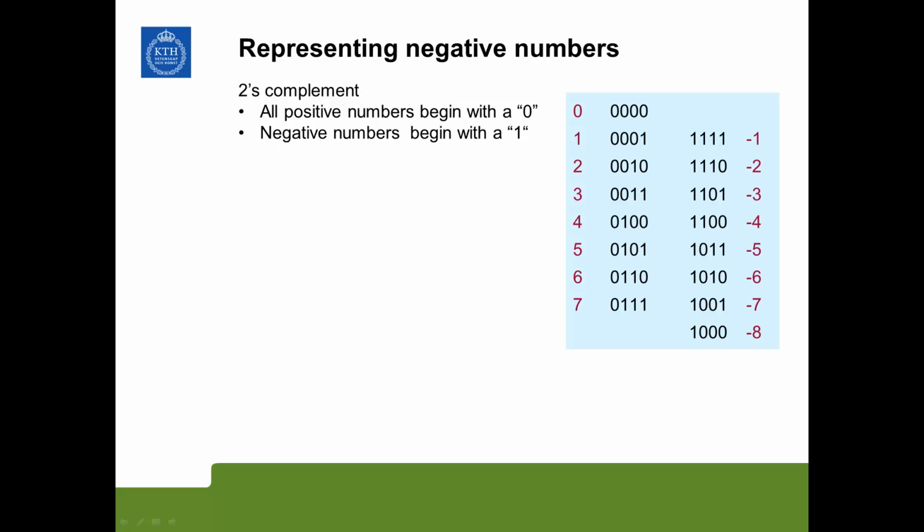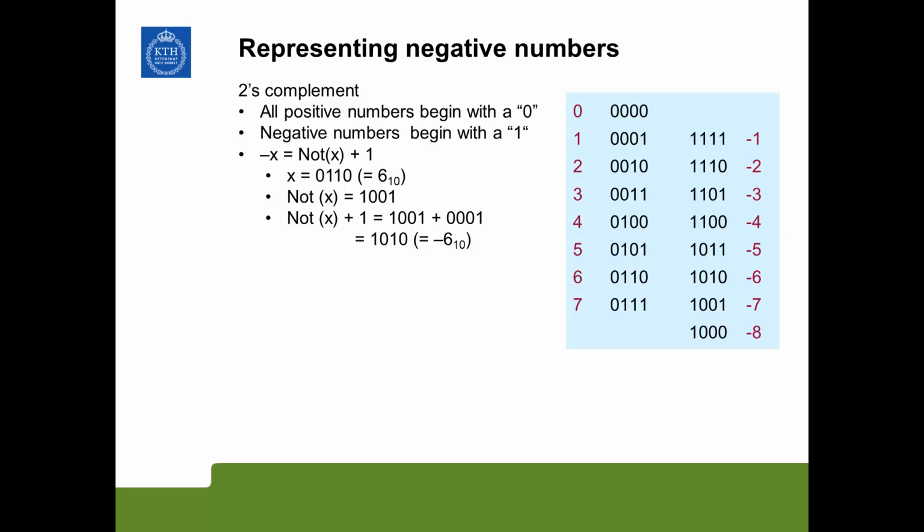You can get a negative number by taking not of the number, meaning that each bit in the number will be inverted, and then you add 1 to that number. Then you get minus x.